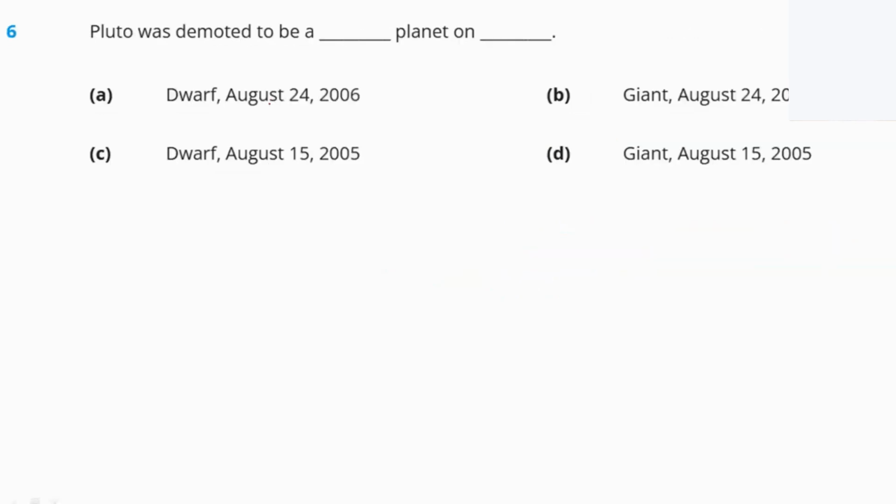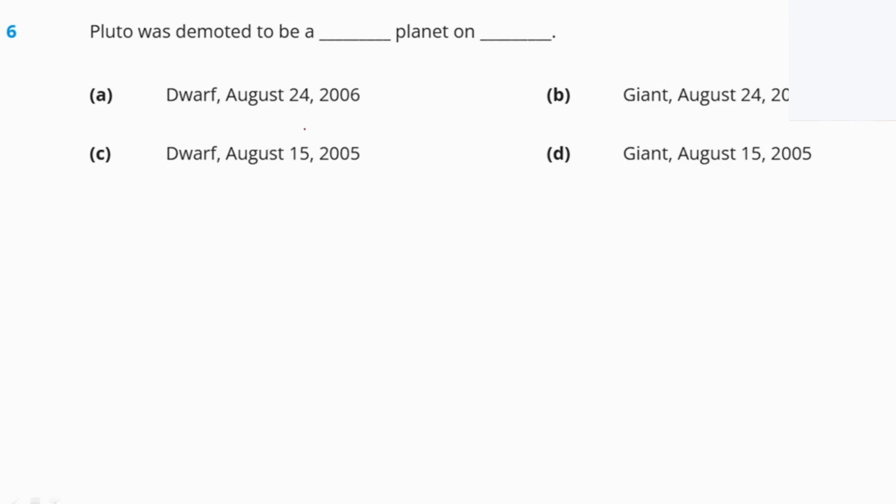Next. Now we have questions from science, okay? All this while we were doing logical reasoning, now we have science questions. First is, Pluto was demoted to be a dash planet on dash. So, Pluto used to be actually a planet, okay? There used to be 9 planets, but eventually, with a lot of research, Pluto got demoted to a dwarf planet. On which day it got demoted?